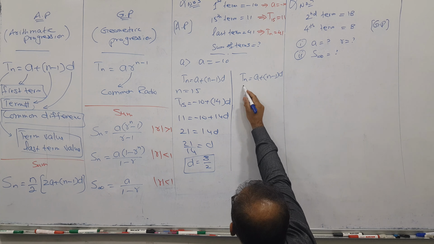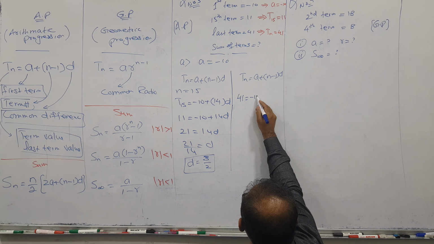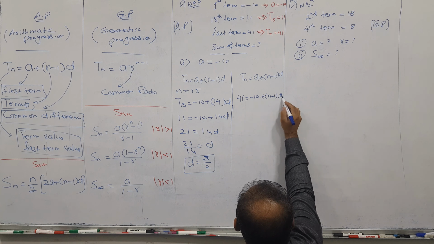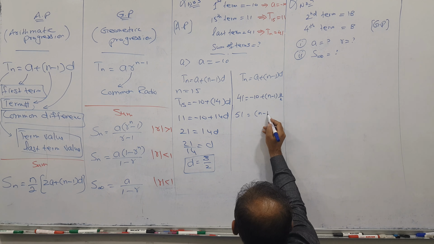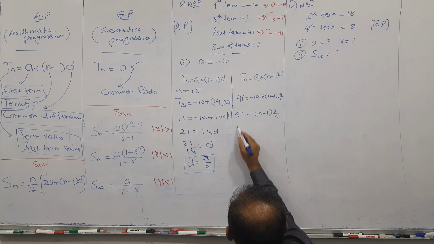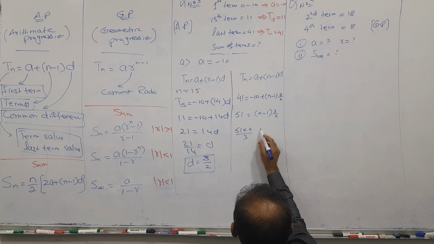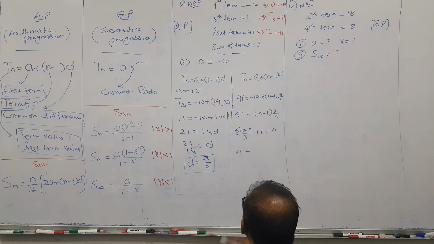So when I put 41 here, A is minus 10, N is I don't know, and D is 3 by 2. Now this 10 comes, it becomes 51, and minus 1 into 3 by 2. 2 multiplies there, 51 into 2, and 3 divides, and this 1 comes this end. Give me the answer for this. 34. It means the term number 34.